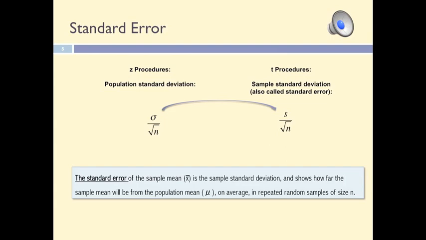In both cases, we divide the standard deviation by the square root of the sample size. The only difference is that instead of using the population standard deviation, like we did with the z procedures, we're now using the standard deviation from our sample. And the result is called the standard error. The interpretation of this statistic is the same. If we had many random samples and for each one we computed the mean, the standard error would show the average distance of these sample means from the population mean.